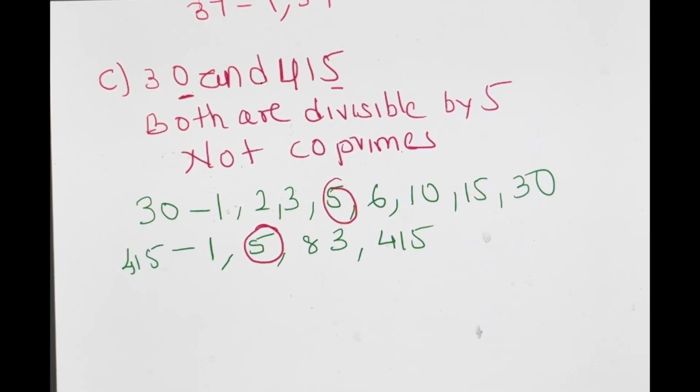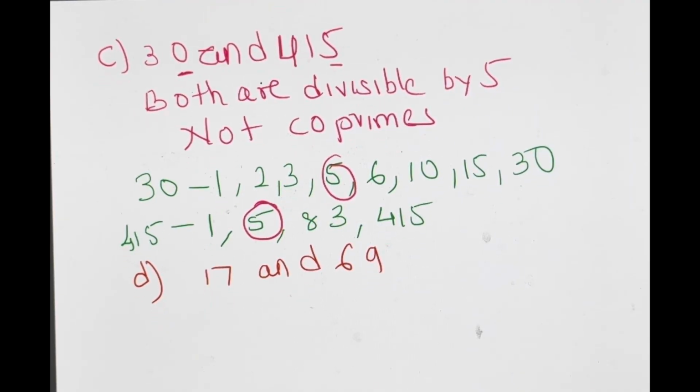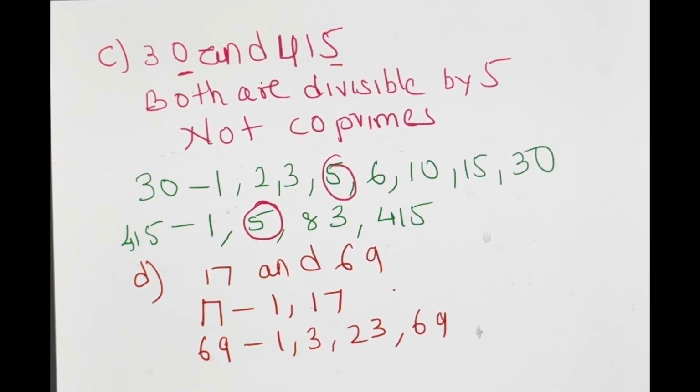Question number D. In D, 17 and 69. 17 is a prime number, so it will have only two factors, 1 and 17. And for 69, the factors will be 1, 3, 23 and 69. These are the four factors. Nothing is common other than 1. So they are also co-primes.